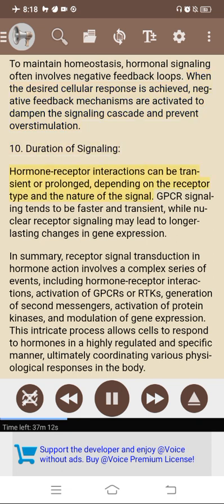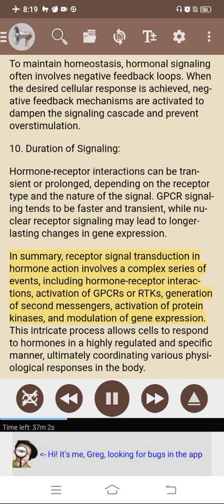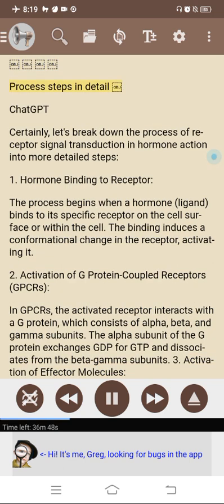10. Duration of signaling. Hormone receptor interactions can be transient or prolonged, depending on the receptor type and the nature of the signal. GPCR signaling tends to be faster and transient, while nuclear receptor signaling may lead to longer-lasting changes in gene expression. In summary, receptor signal transduction in hormone action involves a complex series of events, including hormone receptor interactions, activation of GPCRs or RTKs, generation of second messengers, activation of protein kinases, and modulation of gene expression. This intricate process allows cells to respond to hormones in a highly regulated and specific manner, ultimately coordinating various physiological responses in the body.